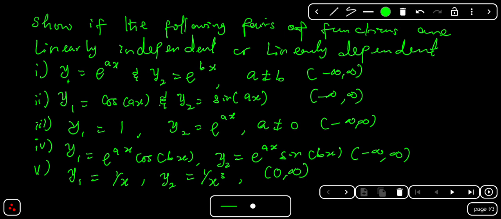All right, and the last question, which is y1 equals 1 over x, y2 equals 1 over x raised to the power of 3, over the interval 0, infinity.